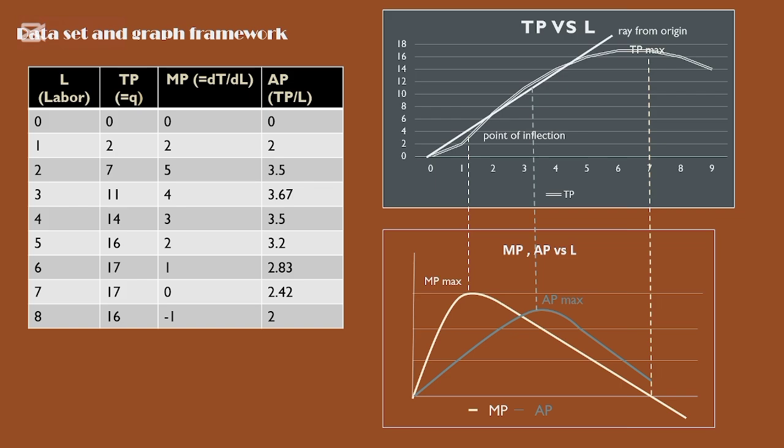Then the average product curve reaches its maximum point when a ray from the origin is tangent to the total product curve. After that, we can see that the average product curve starts to fall down. That is because with too many workers, each worker on average produces less because capital is limited. So the average product curve rises at first, reaches a peak, then declines. Now, let's come to the relationships between all these products.